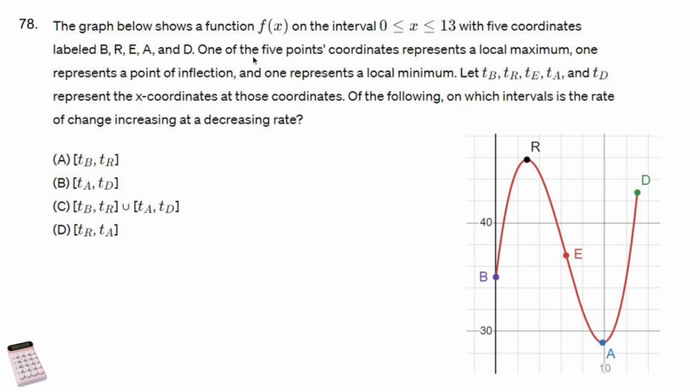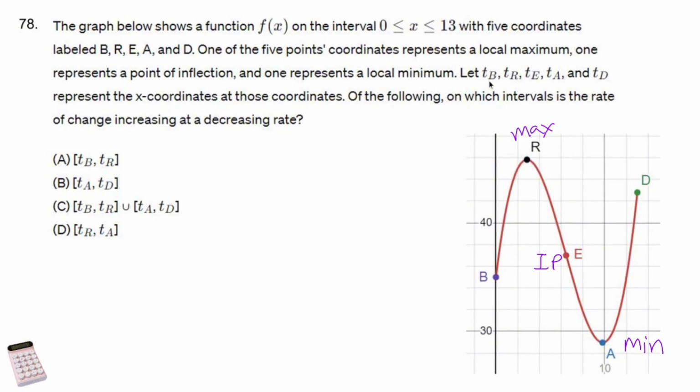Yeah, it checks out. One of the 5 points coordinates represents a local maximum. One represents a point of inflection, IP for inflection, you know what I mean. And 1 point represents a local minimum.